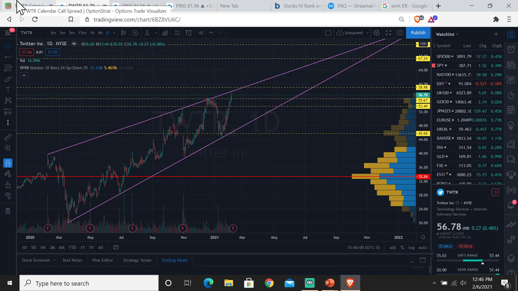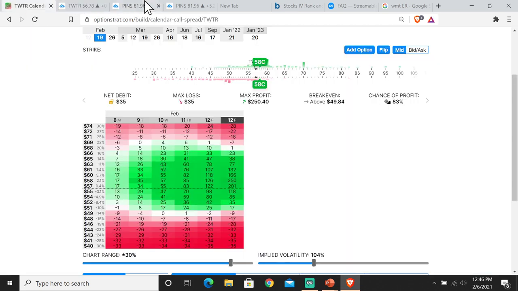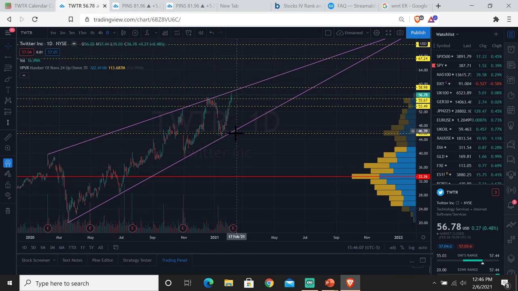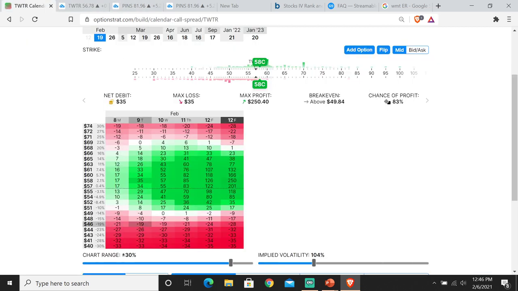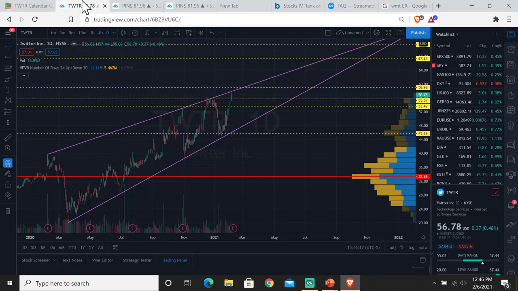That's not the point of this calendar play, to predict what the ER is going to do, but to try to just capture on IV crush, right? So, if it's bad and people react badly to it, it could go all the way back down to this support at 46. At that point, this play is not going to be very profitable at all. So, I'm not sure if I would take this play.